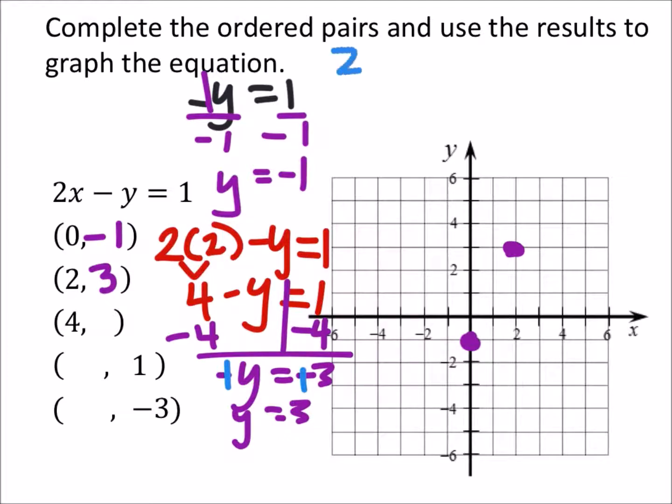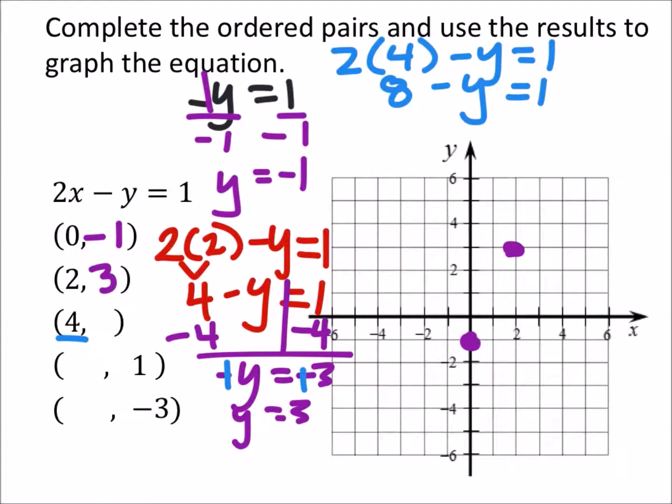Again, the equation 2 times x, but in this case, x is 4. And then minus y equals 1. So this is 2 times 4 is 8 minus what is 1. Some of you know that 8 minus 7 would be 1, so y is 7. So that gives us 4, 7, which would be about right there. And that looks like it's going to fit in the line.